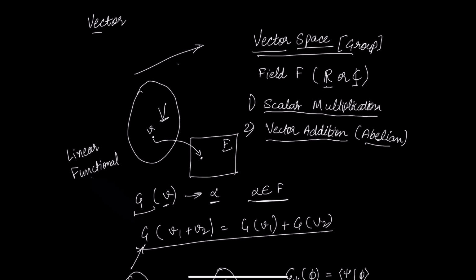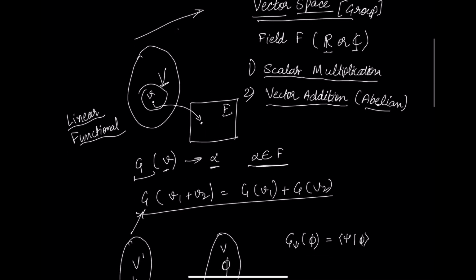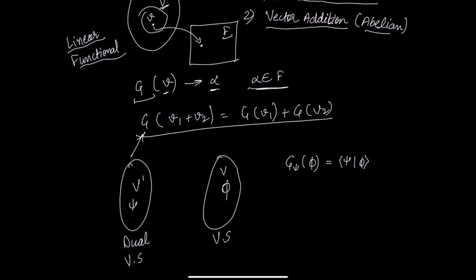Now what is a linear functional? A linear functional is anything which maps the elements of this vector space to an element of a field. So this I denote as G, which takes in v as a vector and maps it to alpha. Alpha is some element of a field. These linear functionals are of course linear. So what do I mean by linear?